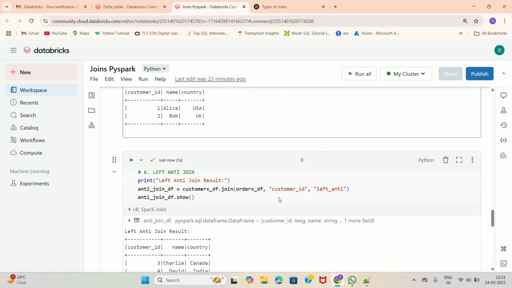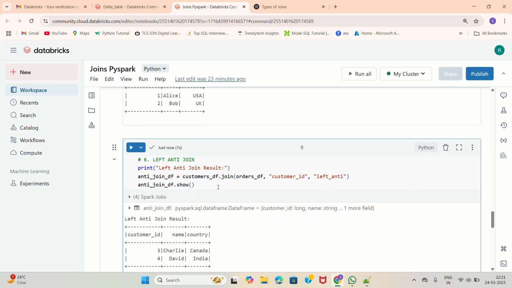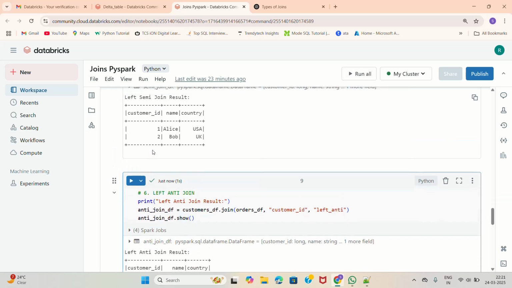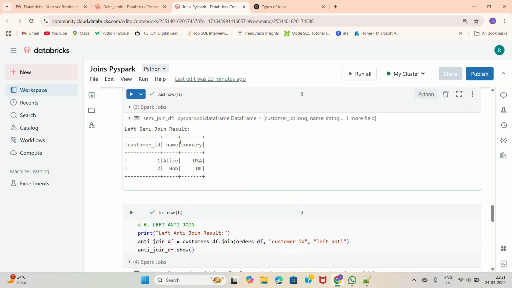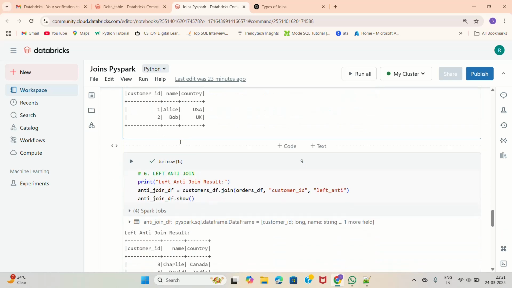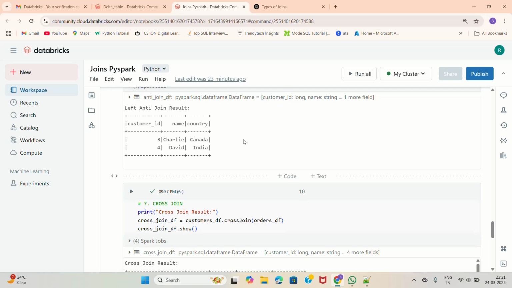Coming to the next one, that is left anti join. It is quite opposite to the left semi join. So this is the major difference.